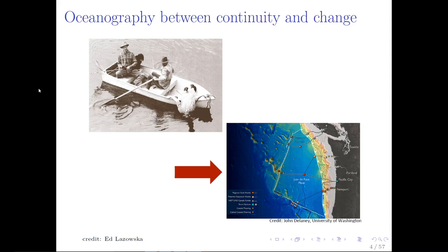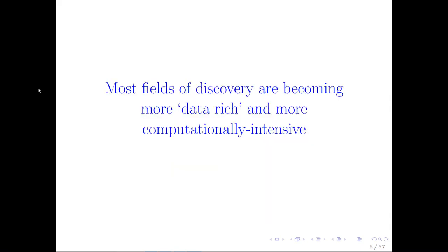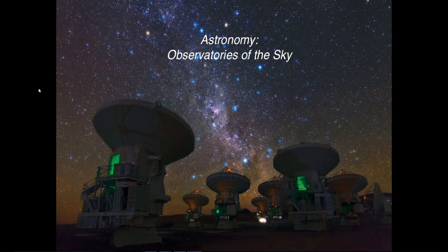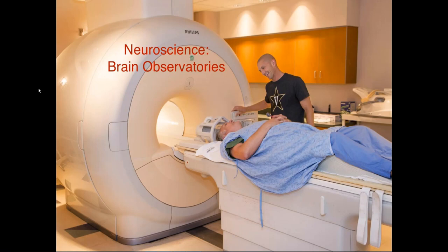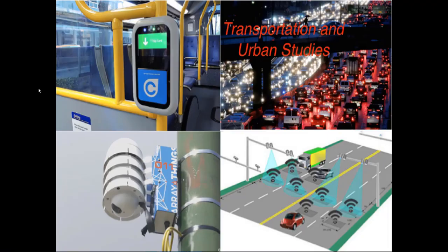This is not something that is specific to oceanography. Pretty much all fields of discovery are transitioning from data poor to data rich, and they're becoming more and more computationally intensive. If we think, for instance, of astronomy, it relies on big telescopes that collect terabytes of data every night and transfer those data to data centers. These are sort of big observatories of the sky. If we think of neuroscience, it relies on data from fMRIs or various types of sensors, and so we can think of those as brain observatories. Similarly, transportation studies is being transformed by data that come from sensors placed on roads, on sidewalks, on poles, in public transportation systems, and so on.